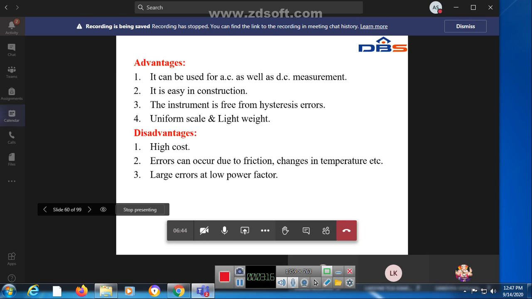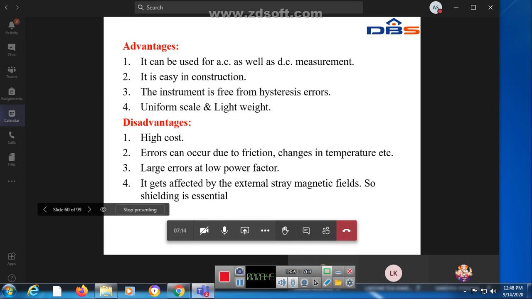Coming to the advantages and disadvantages of an electro dynamometer: it can be used for AC as well as DC measurements. It is easy in construction. Compared to the PMMC and MI types, the construction of the electro dynamometer is easy. The instrument is free from hysteresis error, so no hysteresis errors are produced. The electro dynamometer also has a uniform scale and is lightweight.